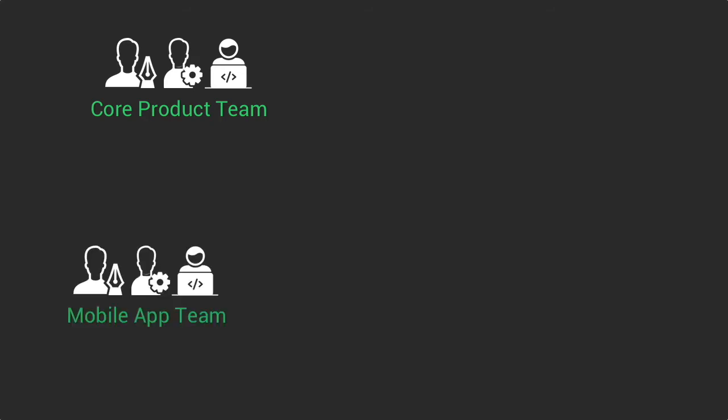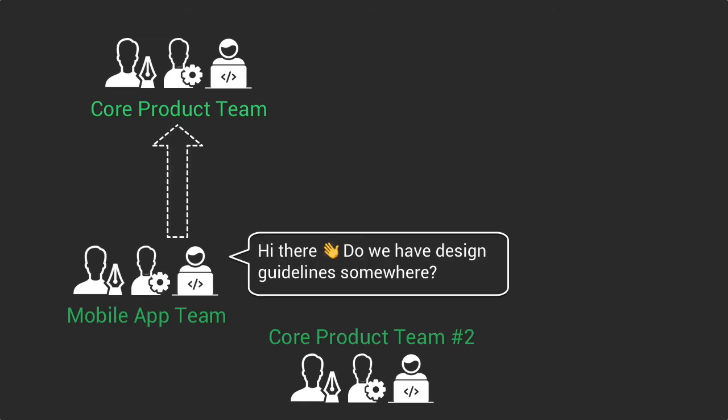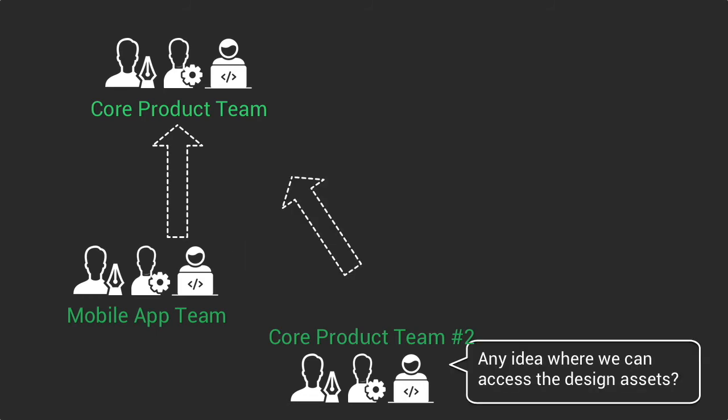For example, with the creation and maintenance of new products, such as a mobile app or an additional team working on a new part of the core product. Then again, the design elements and handoffs between teams can be super complex and actually slow them down.